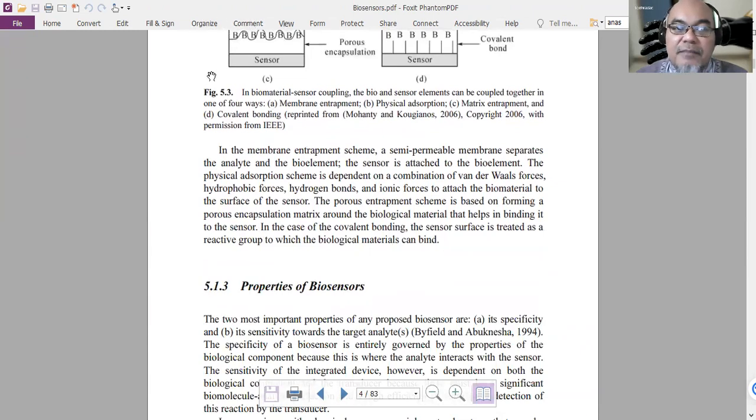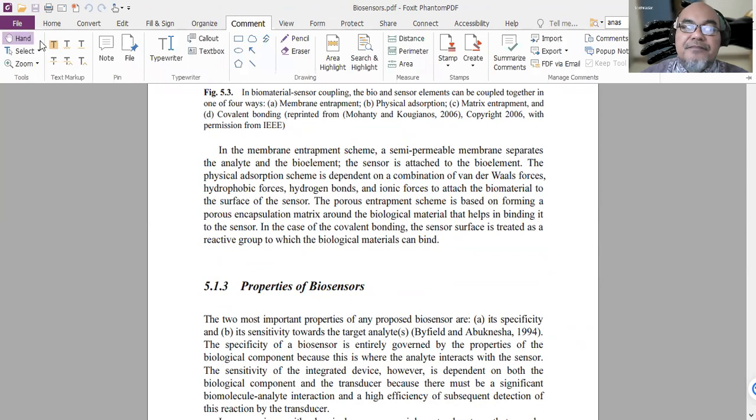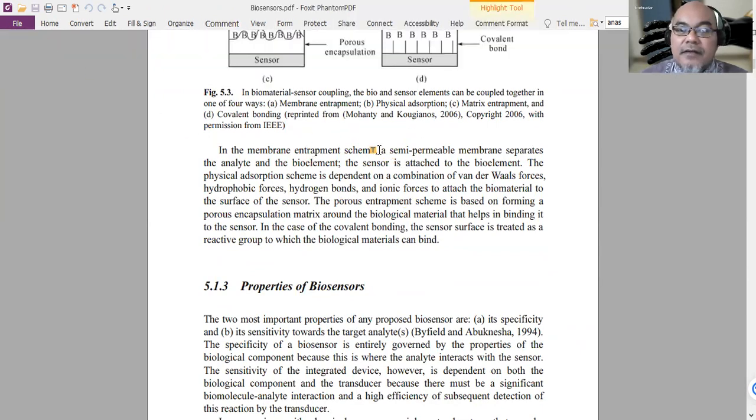So in the membrane entrapment, a semi-permeable membrane separates the analyte and the bioelement. The sensor is attached to the bioelement. Then in the physical adsorption, it depends on van der Waals forces, sometimes hydrophobic forces, hydrogen bonds, and ionic forces to attach the biomaterial to the surface of the sensor.